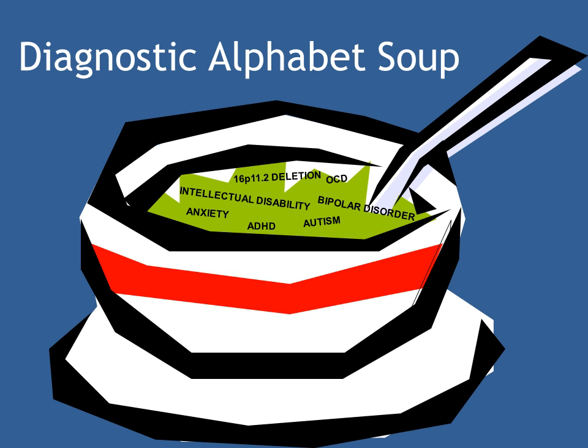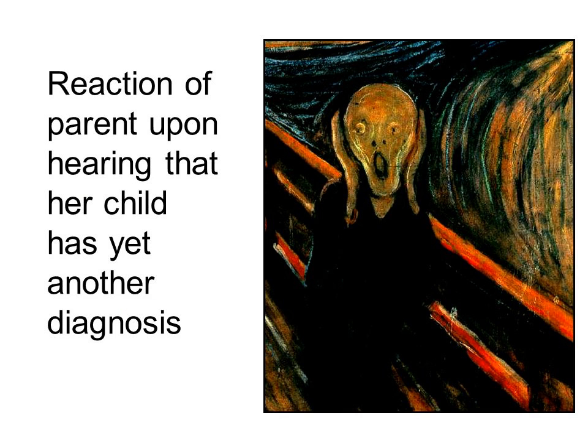And then somewhere along the line, this individual, maybe as a child or maybe much later, gets diagnosed with a genetic diagnosis, the 16p11.2 deletion, for example. And so we can refer to this as diagnostic alphabet soup. And the reaction of a parent when she learns that her child has yet another diagnosis is understandable.